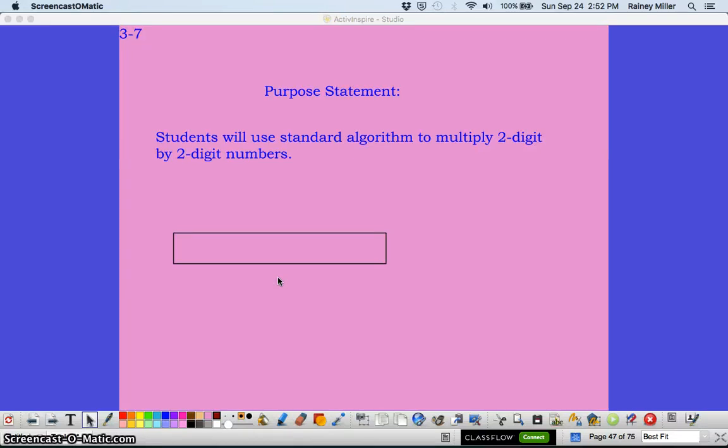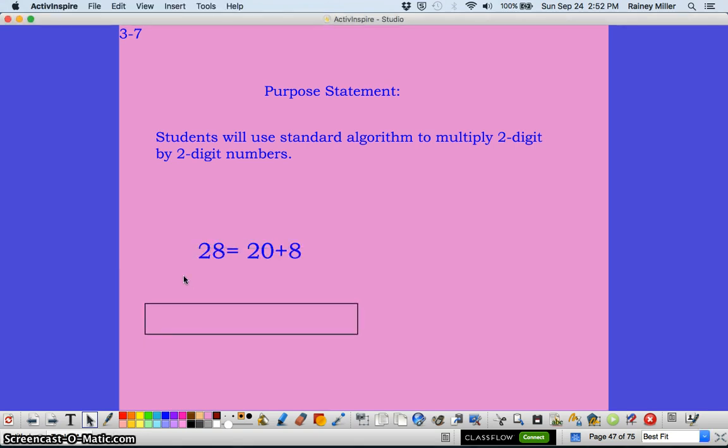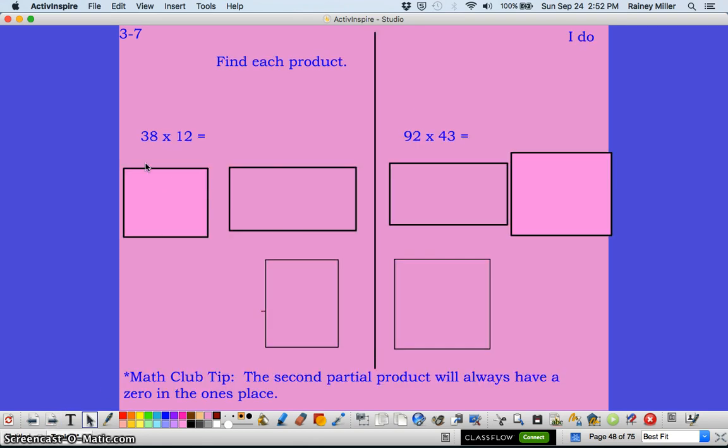We're going to talk a little bit about multiplying two-digit numbers by two-digit numbers. Now, the key is to remember one little fact here: whenever we have a number, if we write it out in expanded form, we know that 28 is made out of 20 and 8 added together. So I can separate out that number and still be able to add it in order to get 28.